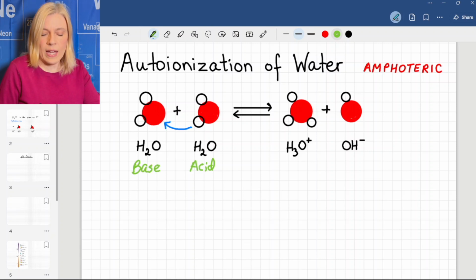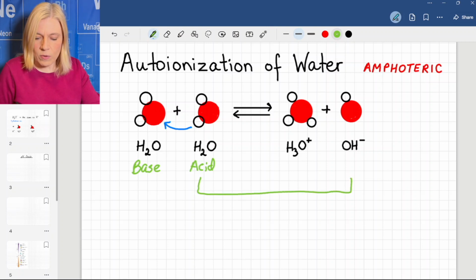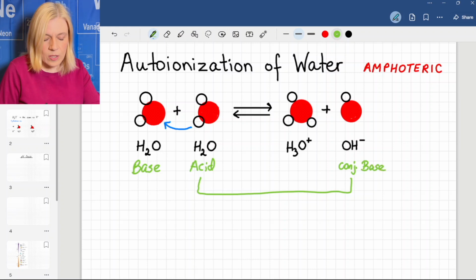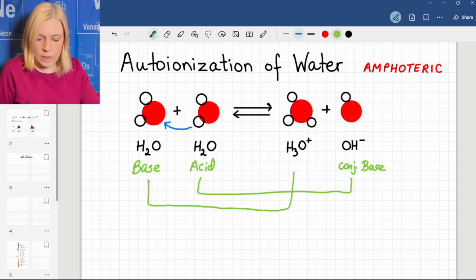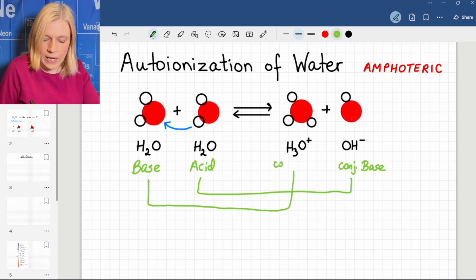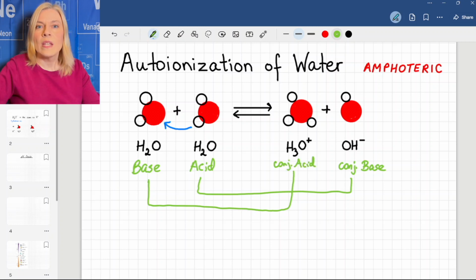Once the one acting as an acid gives up an H+, it's going to be a conjugate base. And this one here accepted an H+. Now this one has the ball, right? So this one right here will now be our conjugate acid. So water can be both an acid and a base.